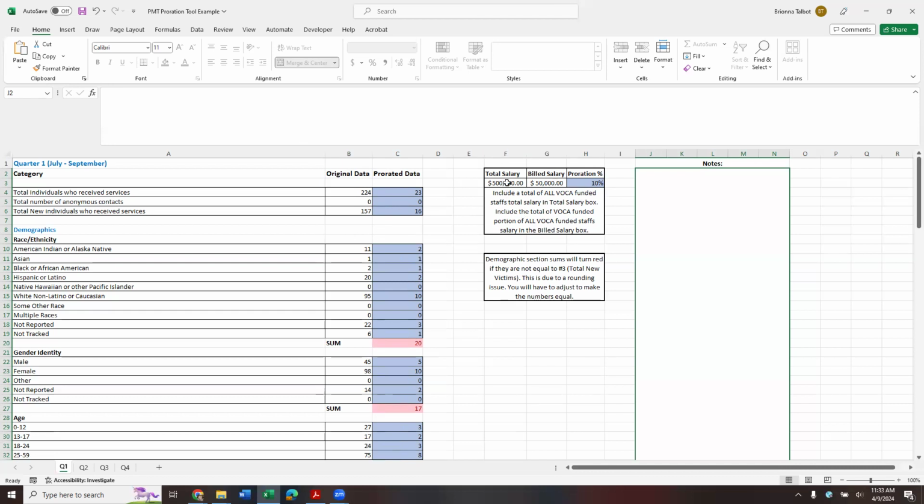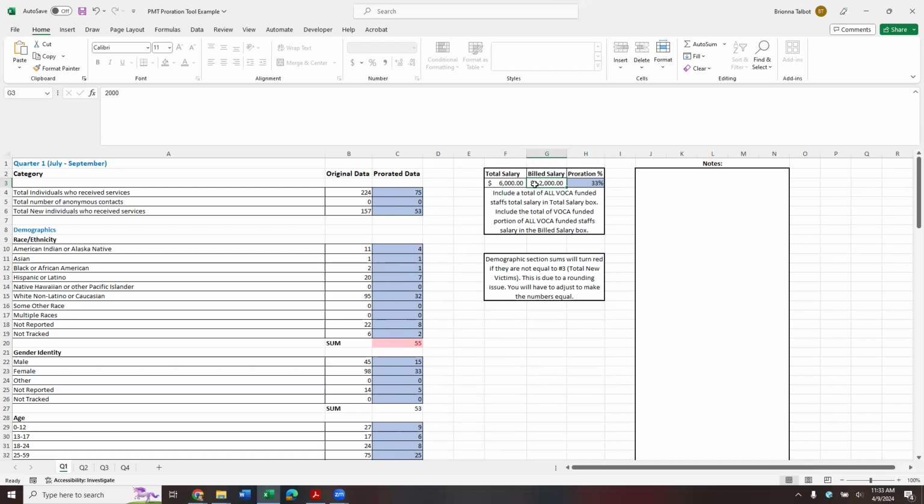So let's say we have one person on our grant, and for this quarter, they made, we'll say $6,000. But the grant only reimbursed 2,000 of that. You'll put in their 6,000 in here and the 2,000 that was reimbursed, which gives you a proration percent of 33%, and then it's applied it to all that data. You're going to do the same thing if you have multiple employees. You'll just combine their salary information. So you'll combine their total salary for the quarter and then their total billed salary for the quarter and input those in here.